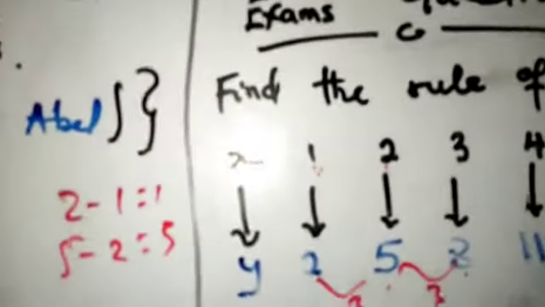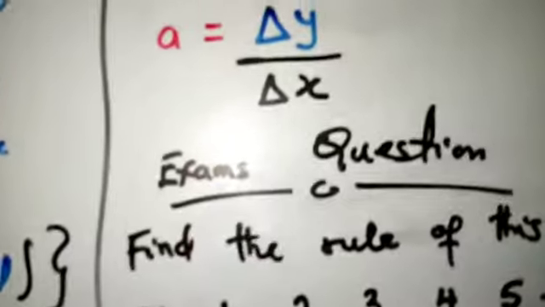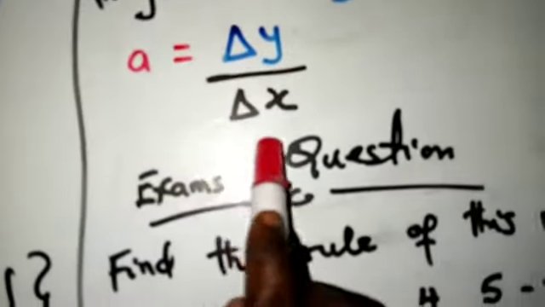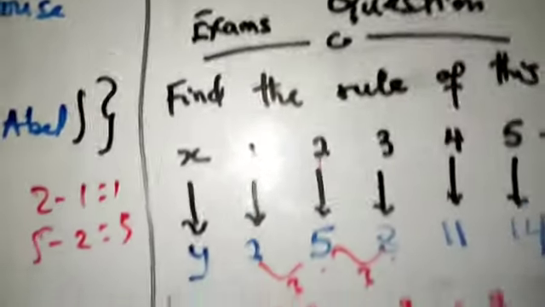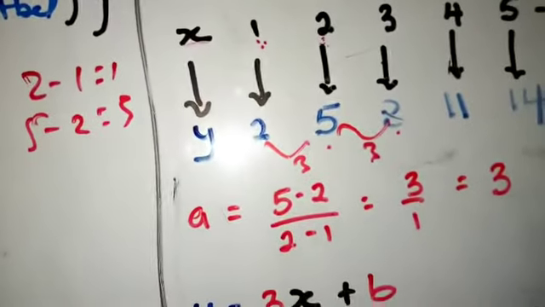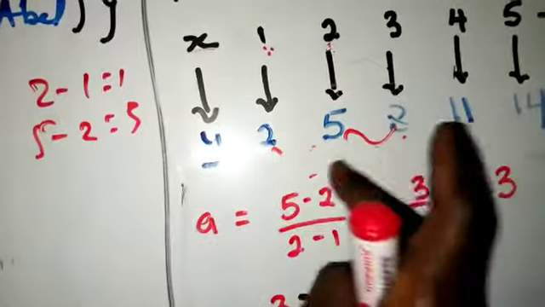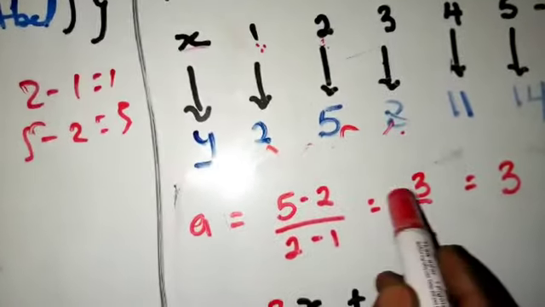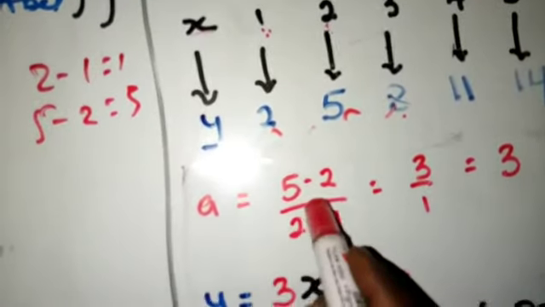Now, how do you find your a here? Look at a. A is the difference in the partners divided by the difference in the ladies. So the partners are here. When you check that, what did you get? After checking the difference in the partners, we had 3. That is 5 minus 2. I'll just go for 1.